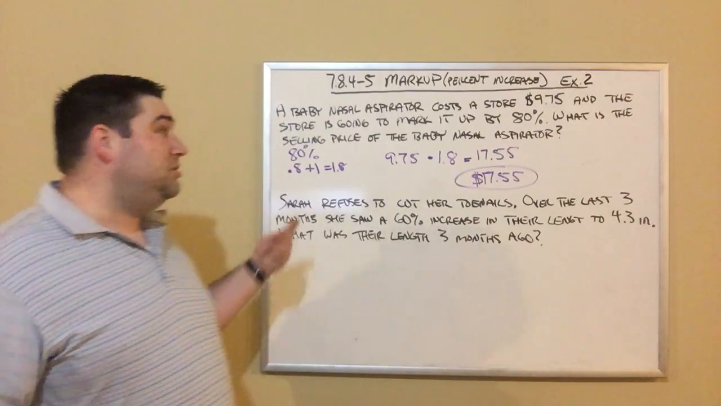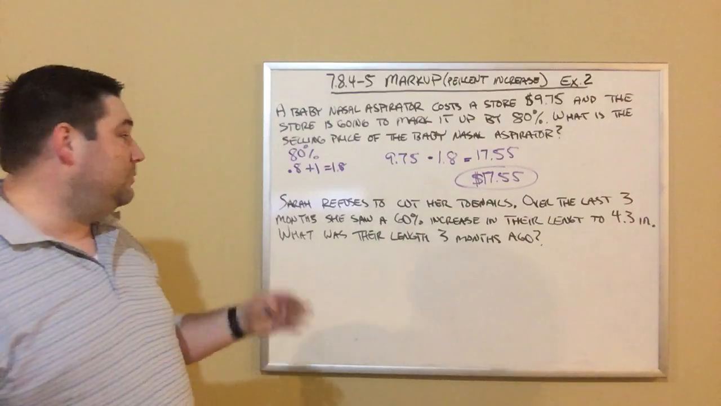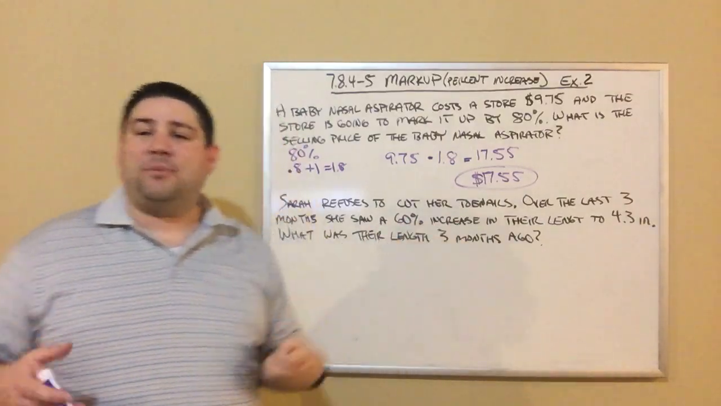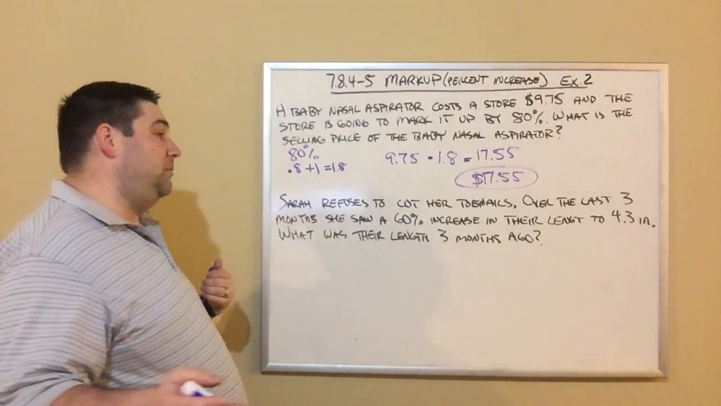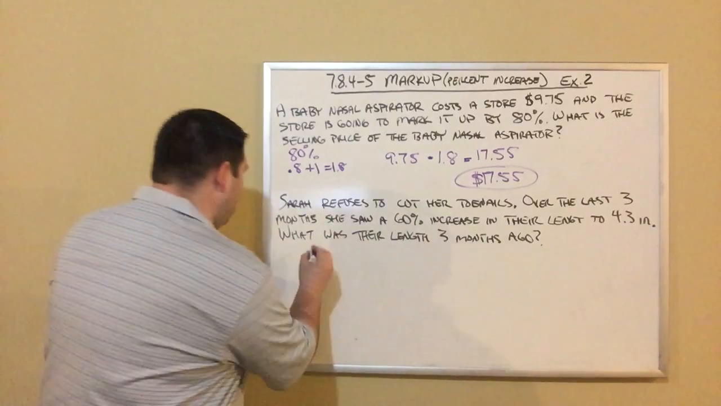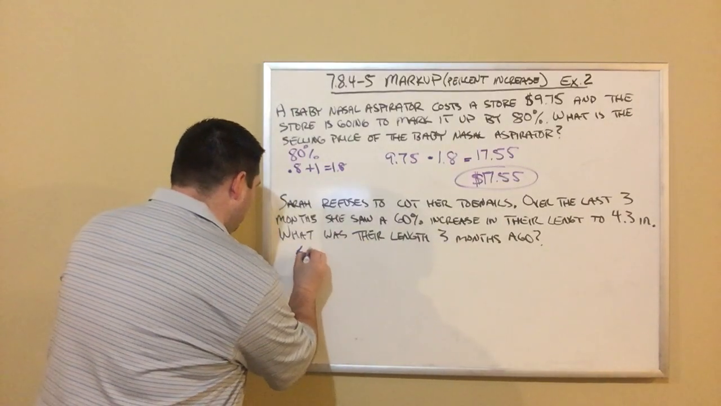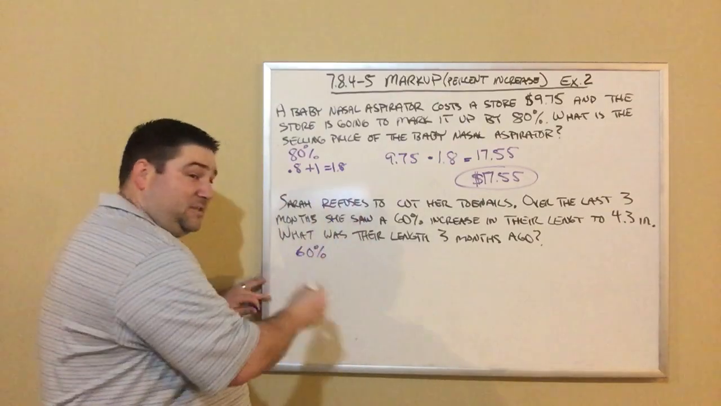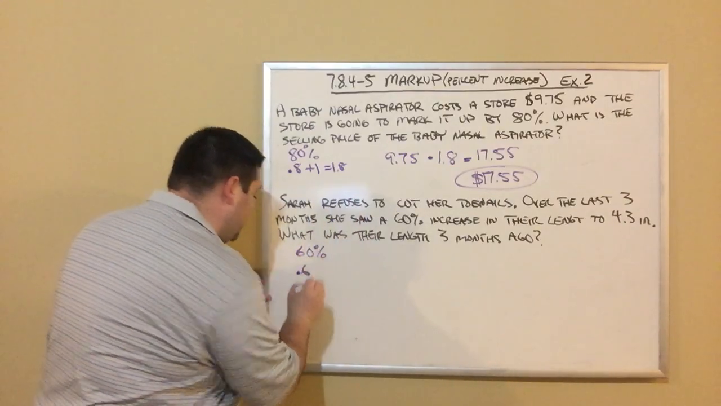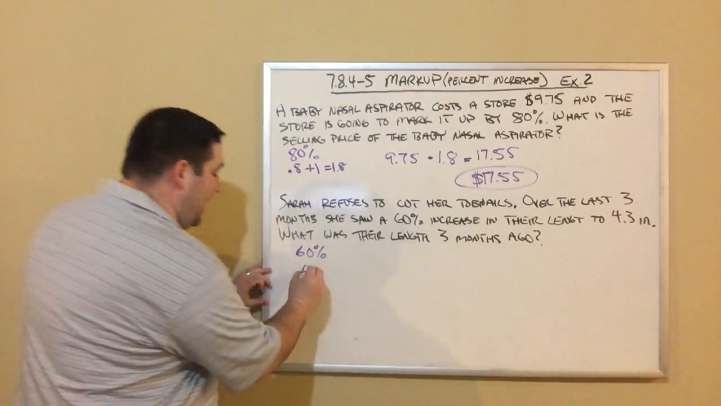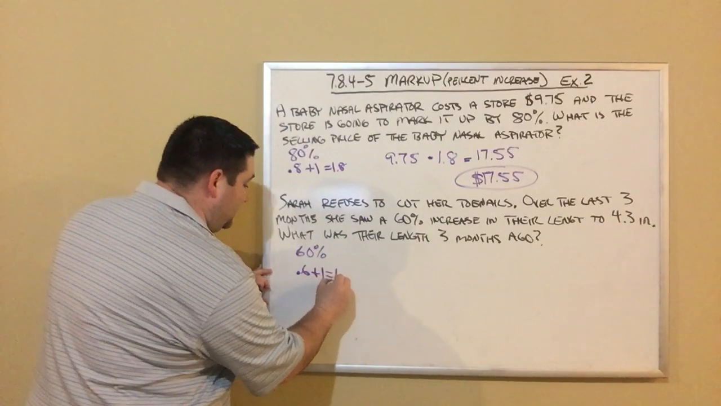So you notice the word markup isn't in here anywhere, but we see increase. A percent increase is a markup. So I'm going to do the same thing. I take that 60%, I make it a decimal, move my decimal 2 places to the left. That's 0.6 or 0.60. It doesn't matter. I add 1, and that's 1.6.